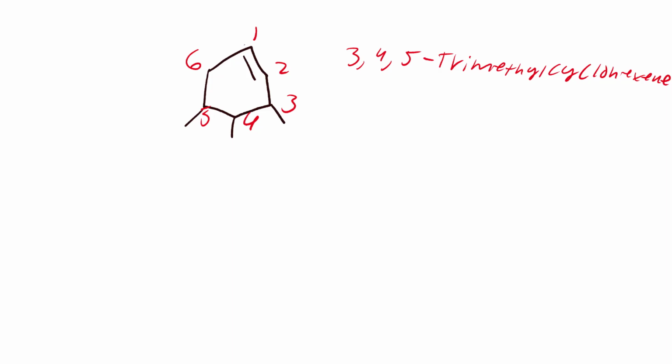And realize that the double bond has to be a higher prioritization. It has to be more important. So we put that at the first number. So we number it first. And then we go down the line and number the rest of the substituents.